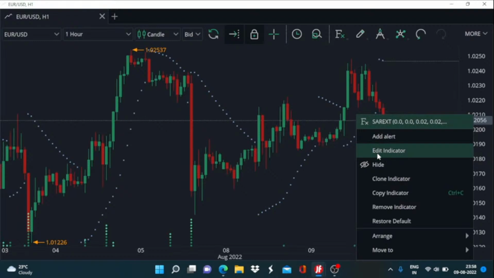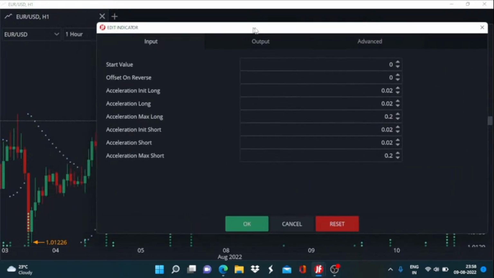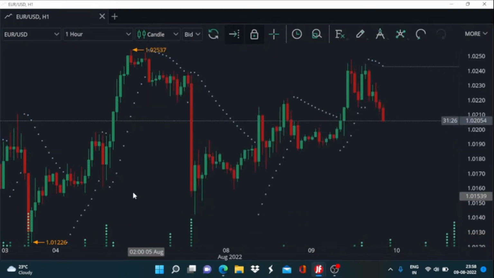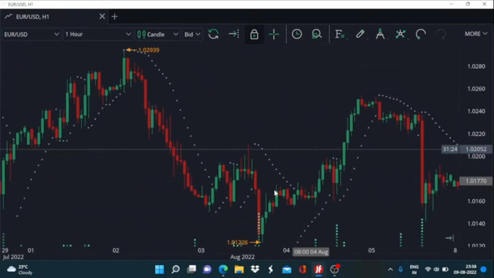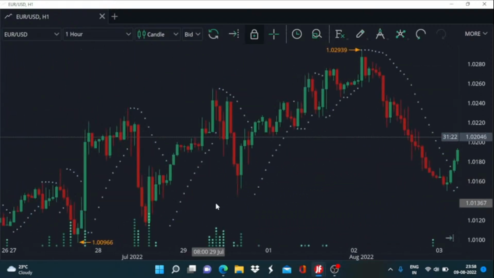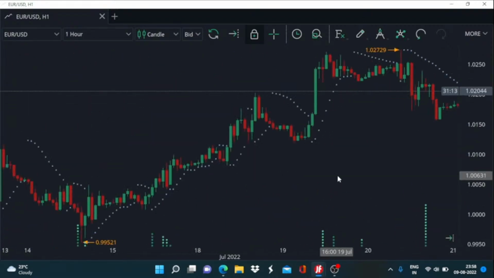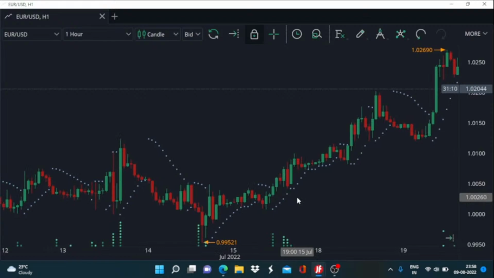Now let's consider what more can be done with other editing options. If we try out the acceleration initial long with a different value, a higher value, we will try out both cases, the higher value as well as the lower value. So now it is moving a lot closer to the price action. So it will give the signals of the trend change quite fast. There will not be much of a lag.